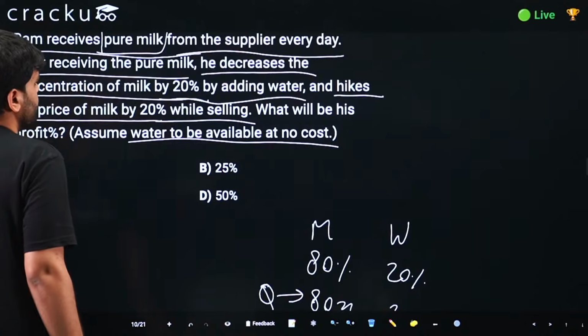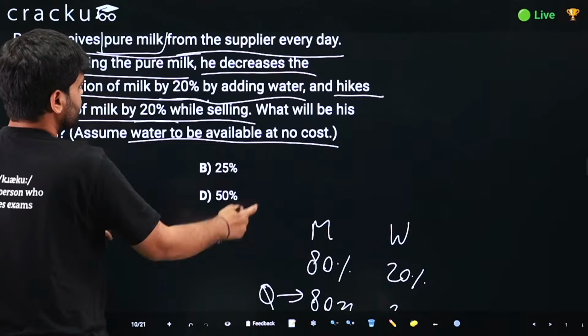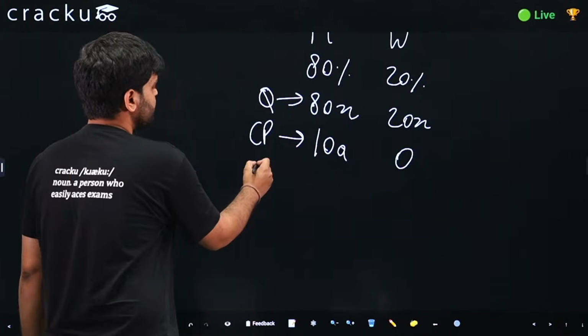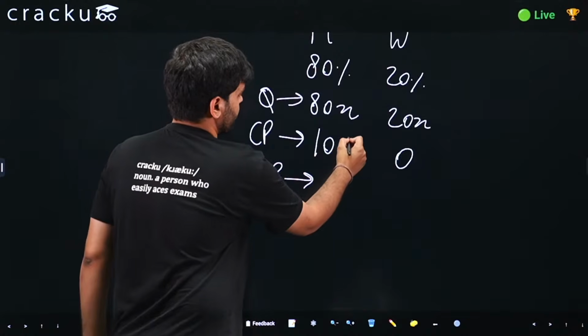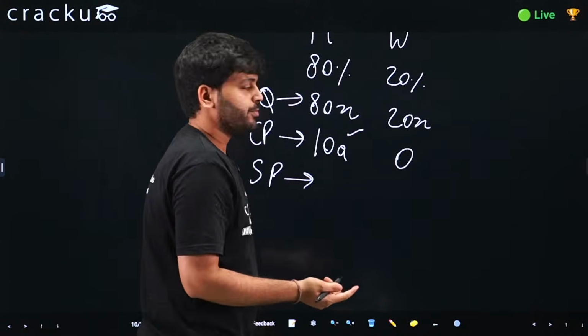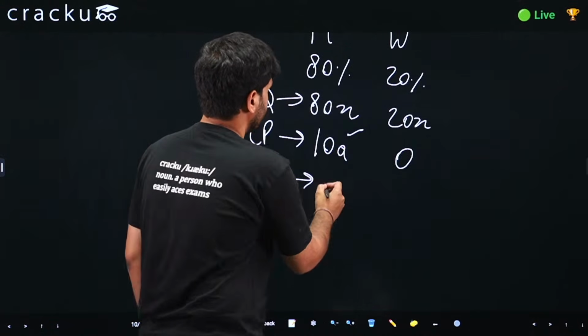Now, we are given that he hikes the price of milk by 20% while selling. So what would be his selling price? He hikes this number 10A by 20%. So it would be 10A into 1.2, which would be 12A.